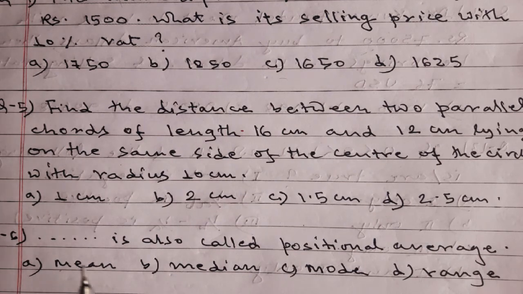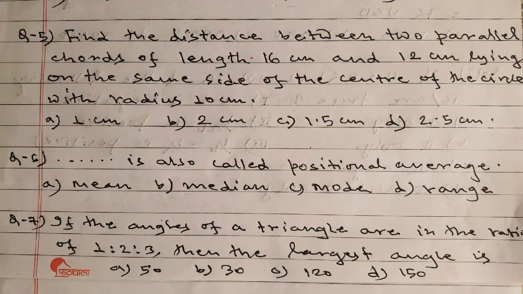So let's go to question number 7. If the angles of a triangle are in the ratio of 1:2:3, then the largest angle is, we are given A, B, C, D for answer: 90, 30, 120, 150. So we are given 4 options and we have to choose the right option. So let's go to the solution of question number 7.